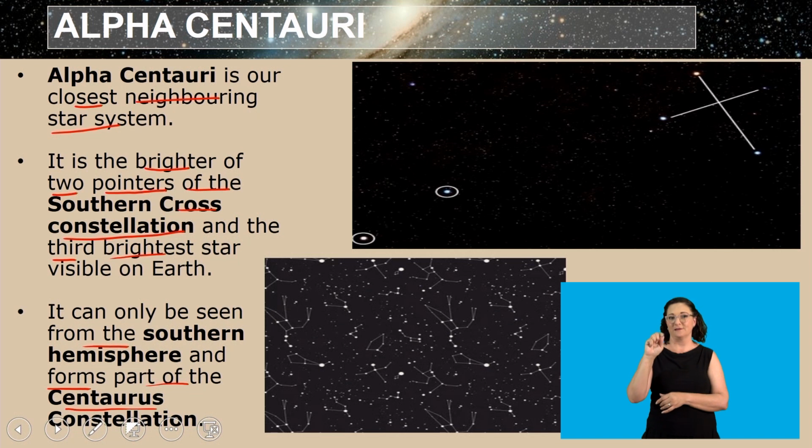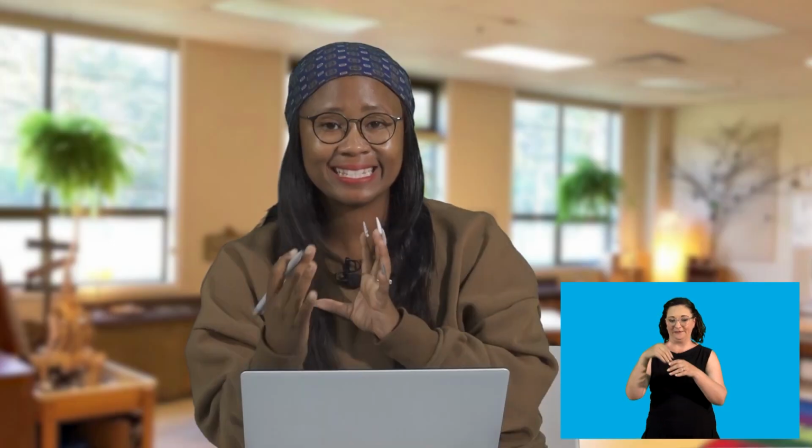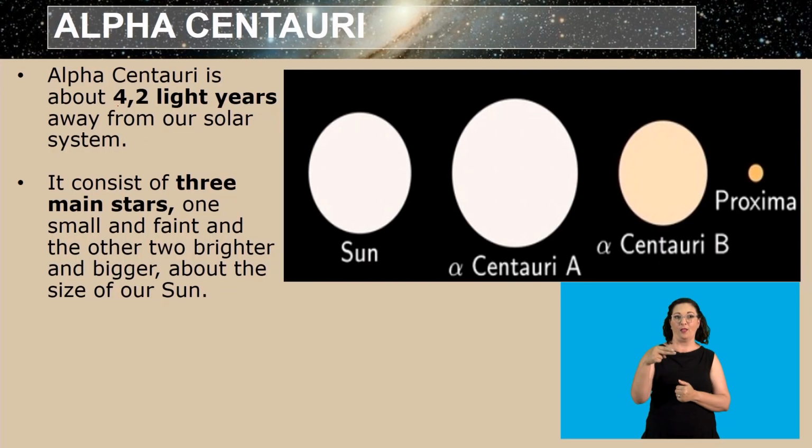But remember, what is the closest star to us? It is the sun. Right after the sun, the second closest star system to us is Alpha Centauri, okay? Now, Alpha Centauri is about 4.2 light years away from our solar system. It consists of 3 main stars, okay? One small and faint, and the other 2 bright and bigger, about the size of the sun.